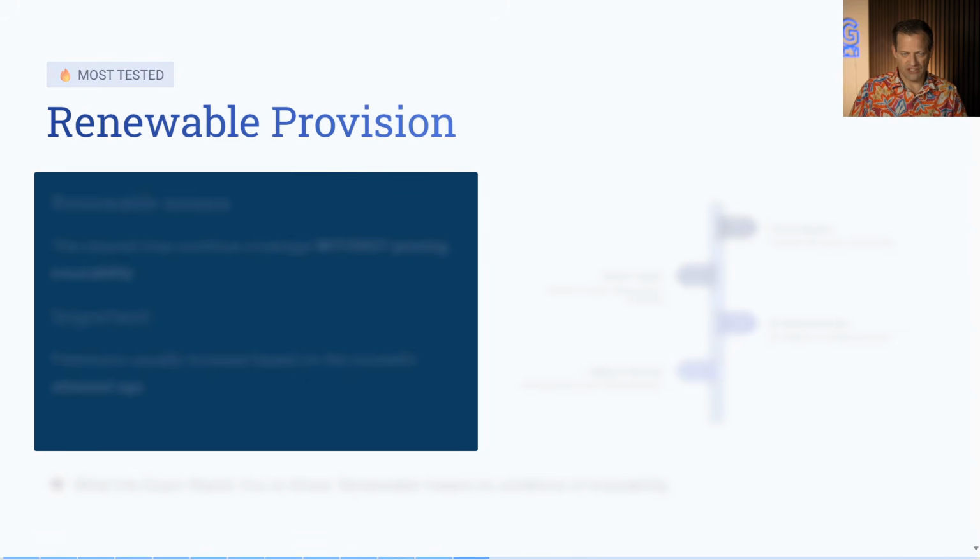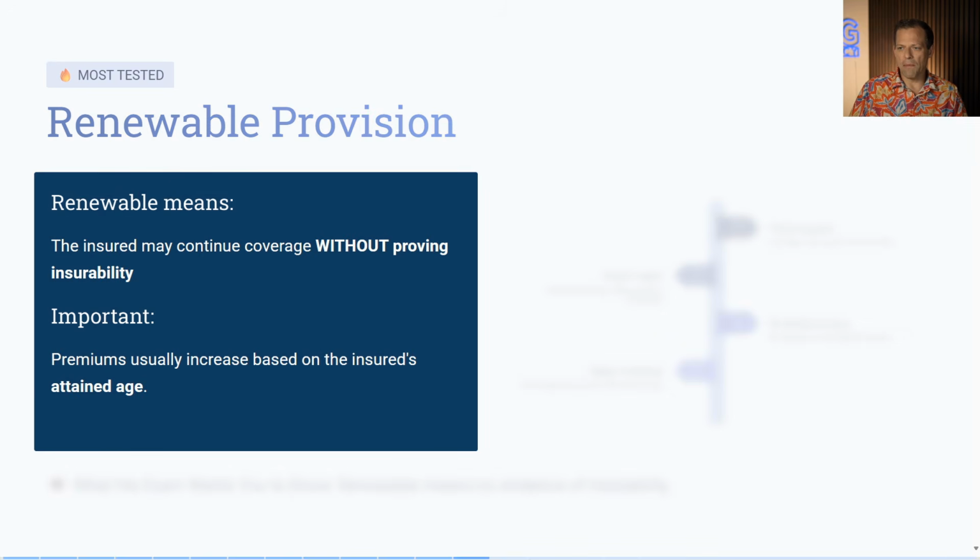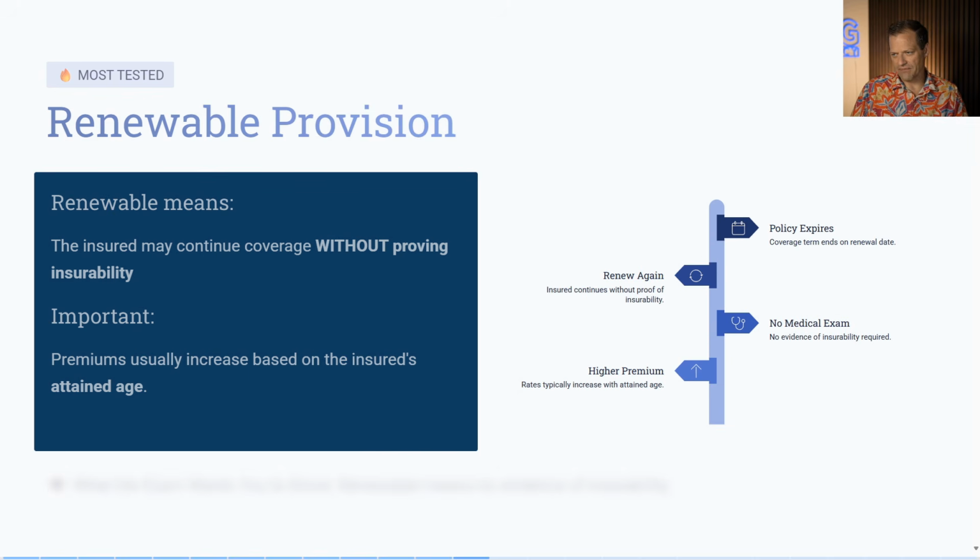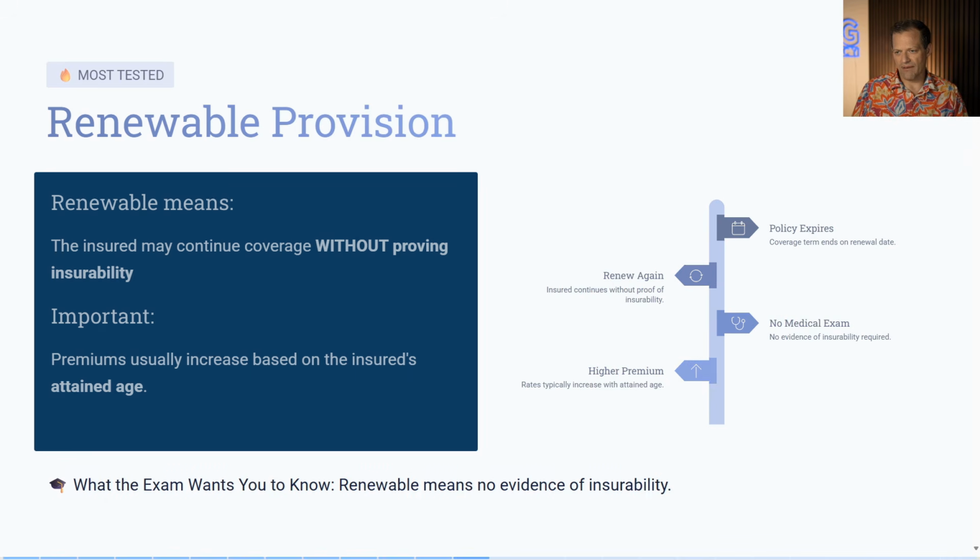Now, renewable provisions, this is something that's very frequently tested and important to understand. So renewable means the insured may continue coverage without proving insurability. And that's important because premiums usually increase based off the insured's attained age. So in this chart here, we have the policy expires, the coverage term ends on a renewal date. You renew it again without proof of insurability and no exam is needed. And then sometimes a higher premium happens. Okay. So what you need to know for the exam is that renewable means no evidence of insurability is necessary to continue the plan. Okay.